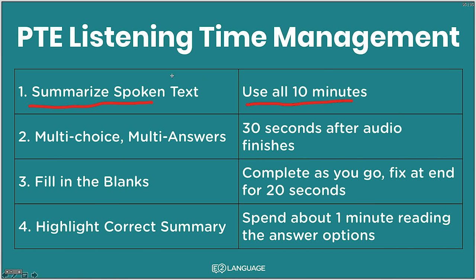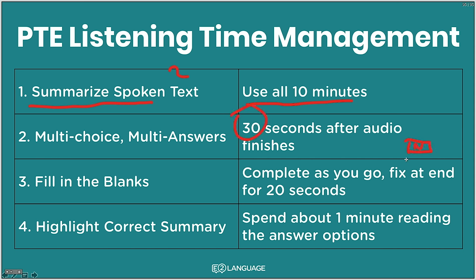So the first task, summarize spoken text, you use all 10 minutes. I think you get two of these on test day. So use the 10 minutes, click next, use the 10 minutes. These are timed separately to the other tasks in listening. From multiple choice, choose multiple answers, you begin to manage your own time. And basically what you do is you listen, take notes, read the answer options, select the answer options within 30 seconds, and then click next.